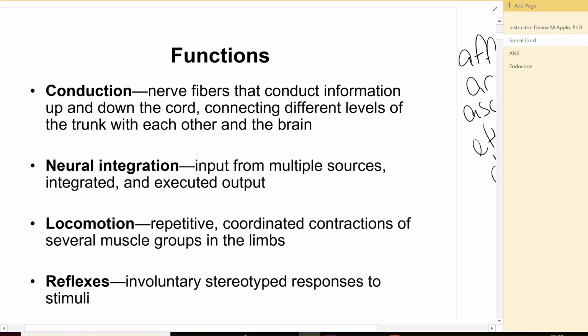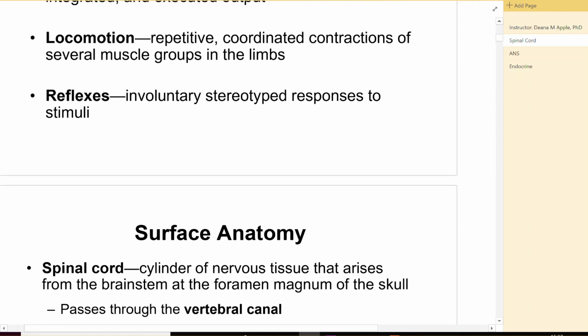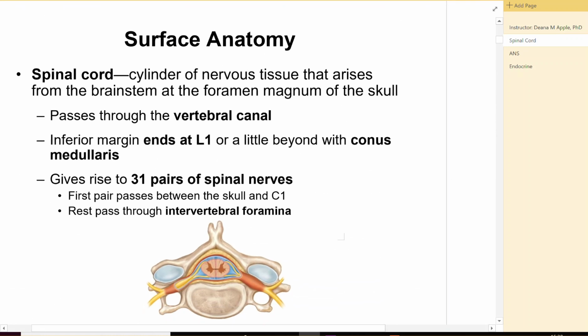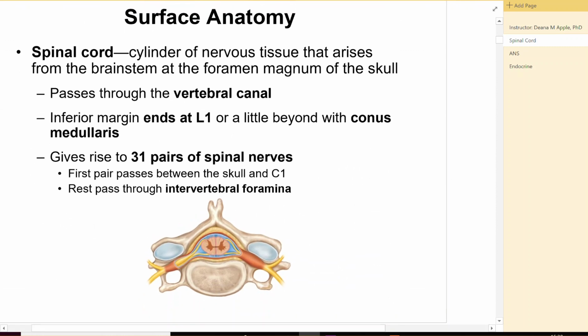The spinal cord functions to integrate signals into the central nervous system from multiple sources. We take in all that information, integrate it, make a decision about what to do about it, and then send an output back out the spinal cord. It's also useful for locomotion and reflexes. We have 31 pairs of spinal nerves that come out of the spinal cord. They pass between the intervertebral foramina, except for the first pair, which comes out just beneath your skull before C1.